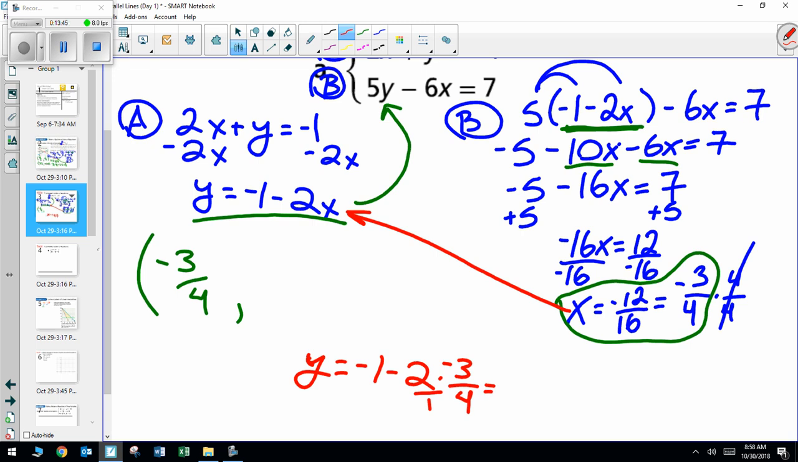So yeah, the -1 is still there. -2 times -3 is +6. I mean, it is going to give you a +6 over 4. And then -1. Remember, if I want to make that a fraction, I can put it over 1. If I want to add fractions or subtract fractions, what do you need to have with them?